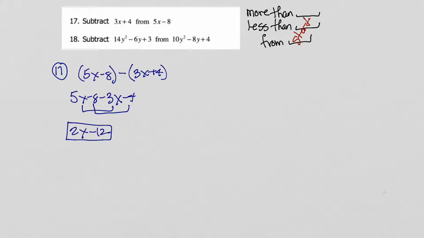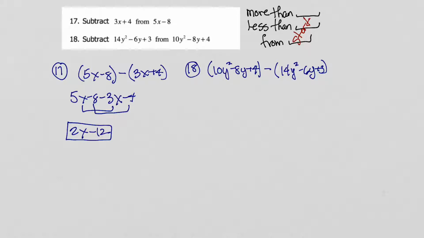Number 18 says to subtract this trinomial from this trinomial. So subtract this from this. So here's the word "from." What follows it is where we start. So we're going to start here in number 18 with 10y squared minus 8y plus 4. And from that, we will subtract 14y squared minus 6y plus 3.